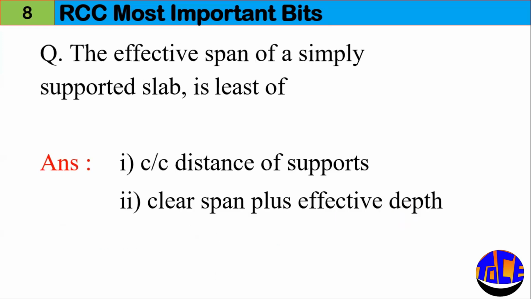Next question. The effective span of a simply supported slab is least of the center to center distance of a support, clear span plus effective depth. Span plus effective depth or the center to center of support. The least of these two. The least of these two will be your effective span, remember.